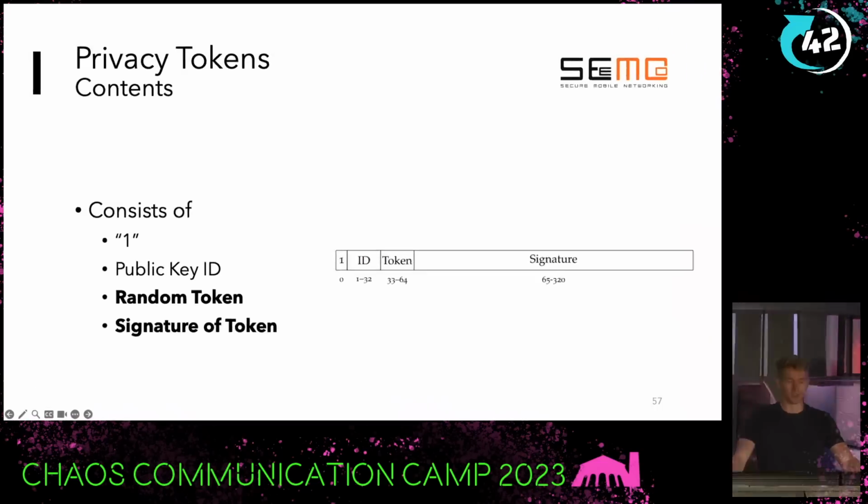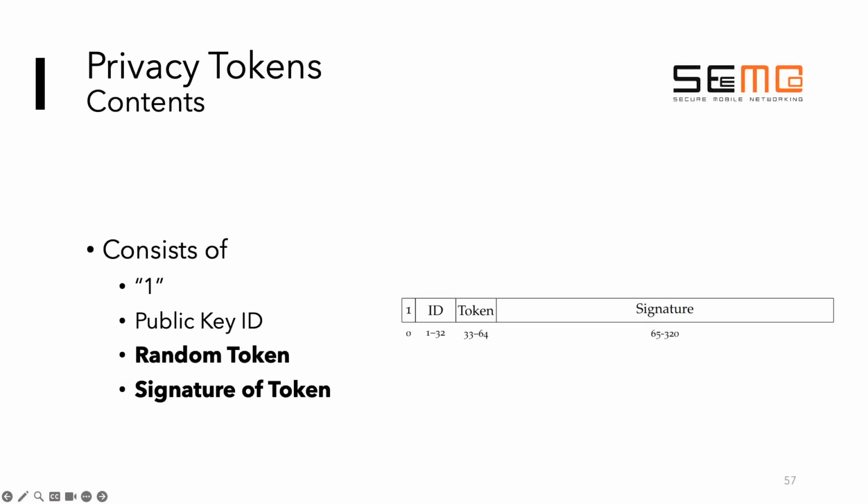What is a privacy token? A privacy token is just raw bytes and consists of 4 parts. So first we have a leading 1. Then we have the ID of the public key, which is used to generate this token by the server. We have a random token, which is generated on the device. And we have the signature of the token, which is blindly made by the authentication server.